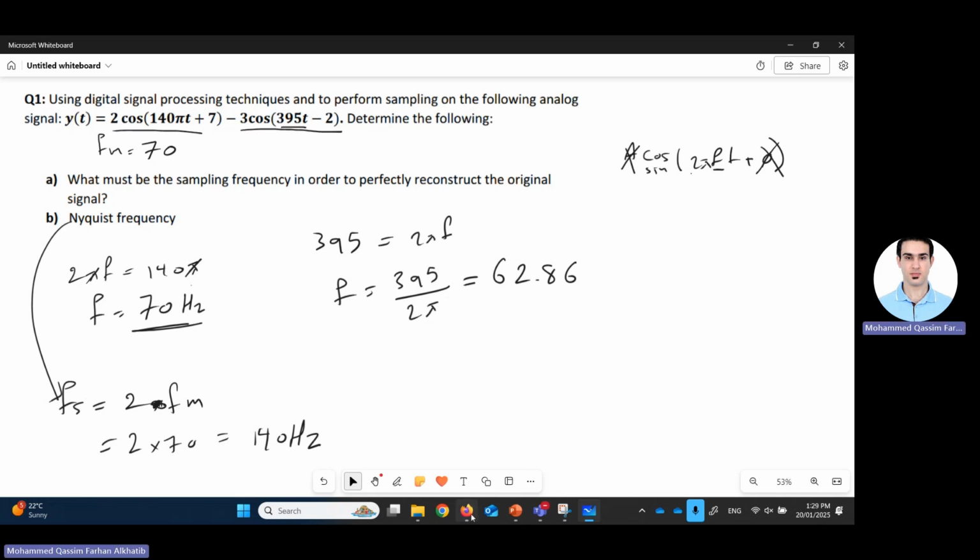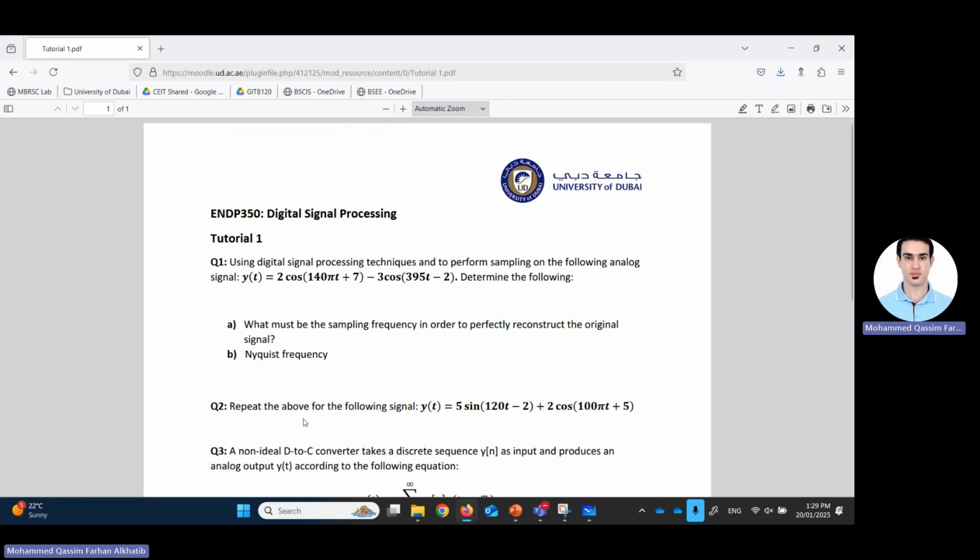The other part of the question is repeated with these two signals. I think the idea is quite clear. Again, you ignore the phase, nothing to worry about the phase here, just a phase shift. You just look at this one here, which is going to be 120 over 2 pi, and the other one is 50. And I believe 50 will be the highest frequency in this case. So pretty straightforward, nothing complicated. No, it's just a phase change. Sine or cosine, that's a phase change.